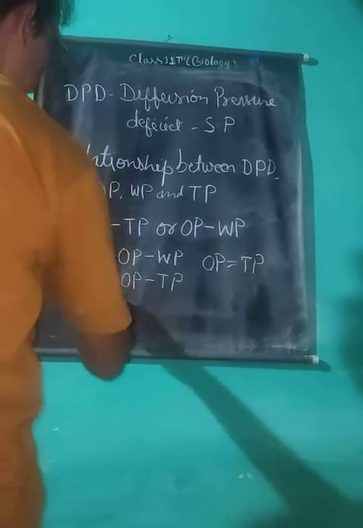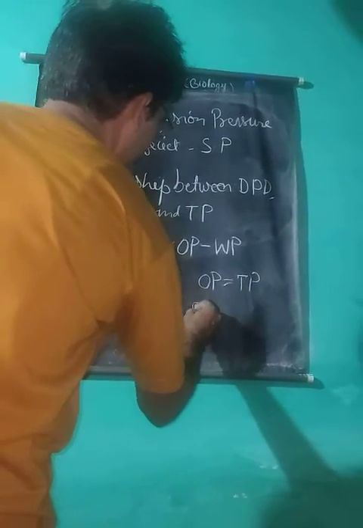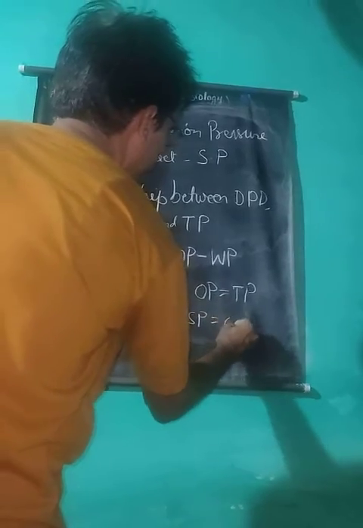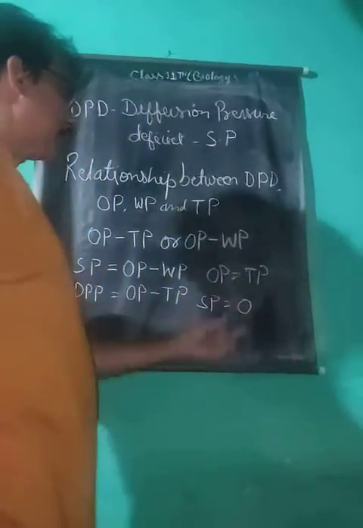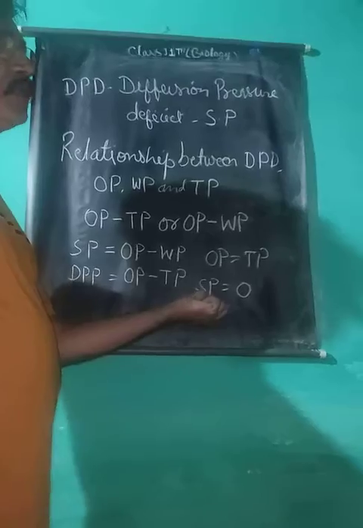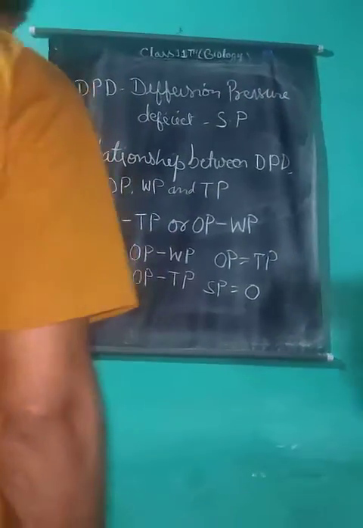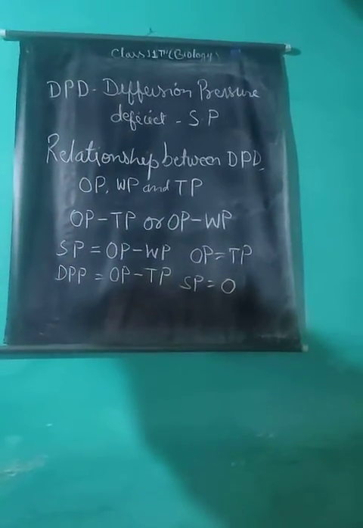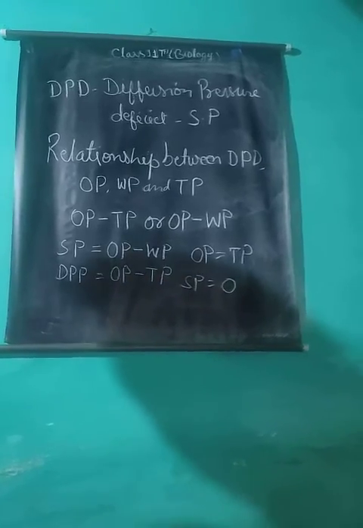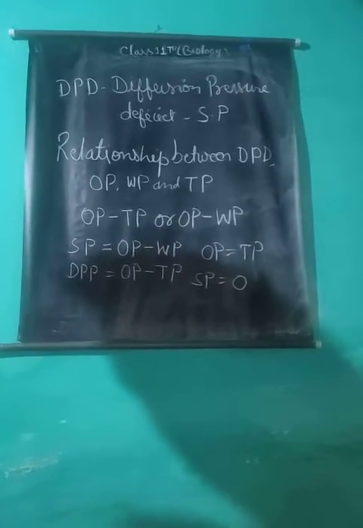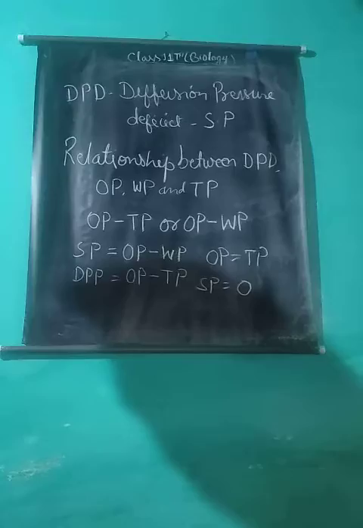हियर SP या सक्शन प्रेशर is 0, means fully turgid cells cannot absorb more water, its suction pressure becomes 0. Hence, there will be no absorption of water by the cell in fully turgid conditions.